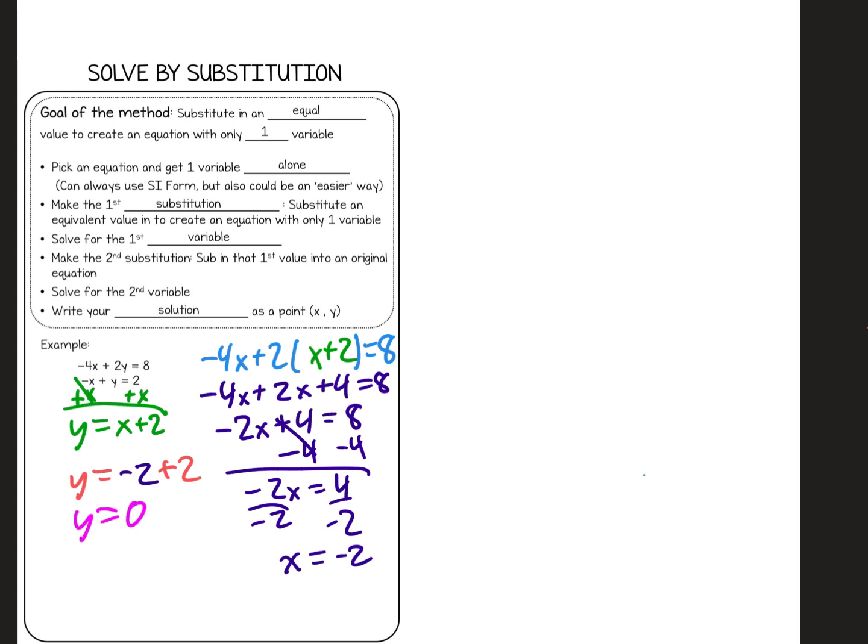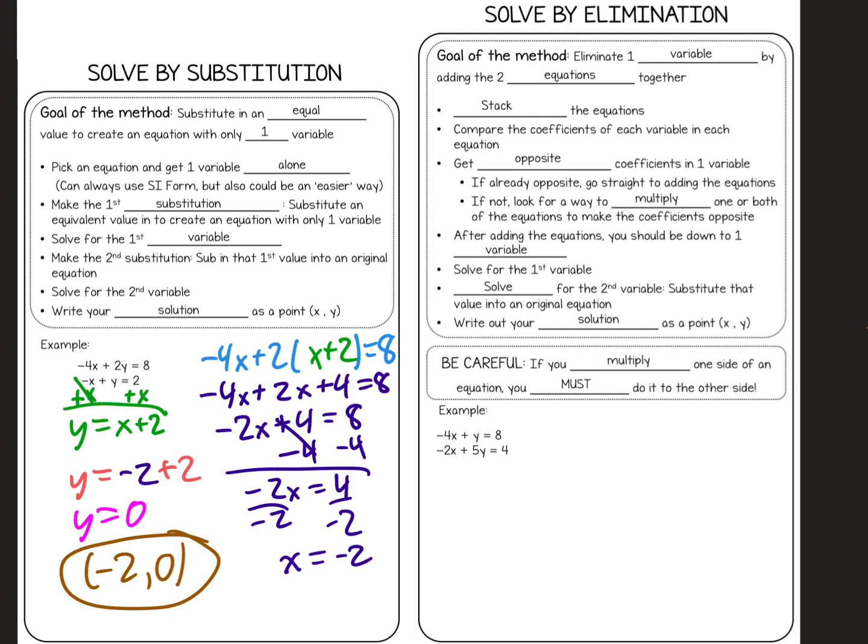The final step is to write your solution as a point x comma y. Our x value is negative 2 and our y value is 0, so we have the point (negative 2, 0). Make sure you always write points in this format.